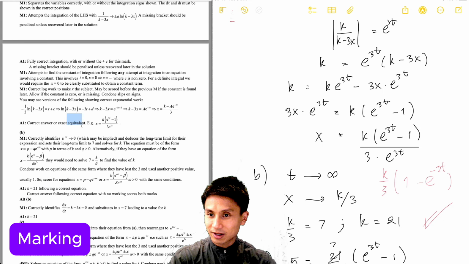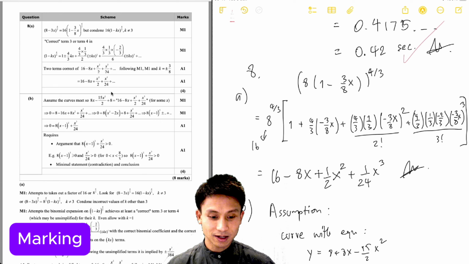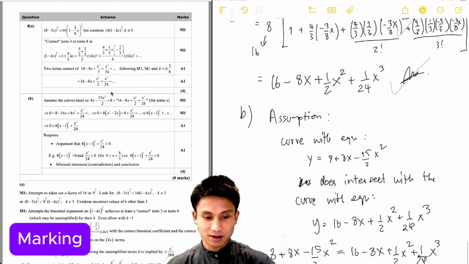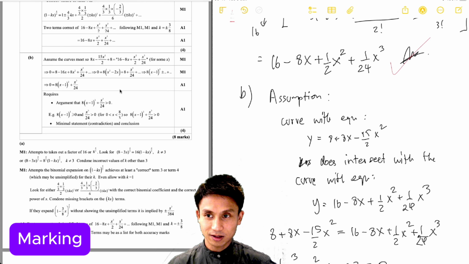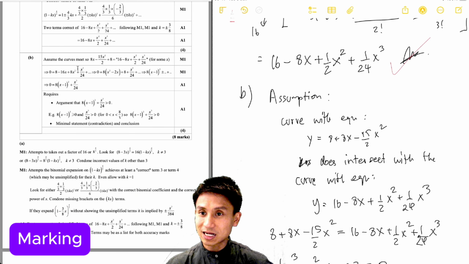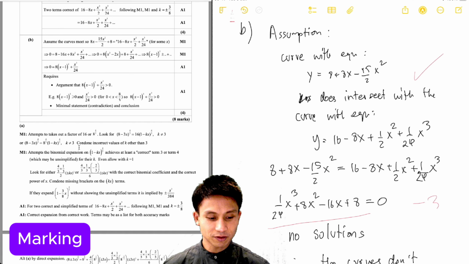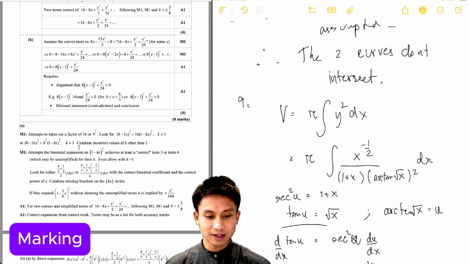Number 8, not done yet. This is binomial expansion. I got that right. This was like the last 10 minutes. I was so in a hurry. And then we assume that they meet, and we do that, right? And then we put them equal, right? I lost 3 marks here for the proof. That hurts. That hurts bad.